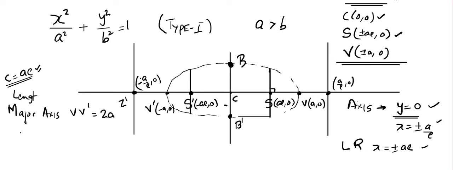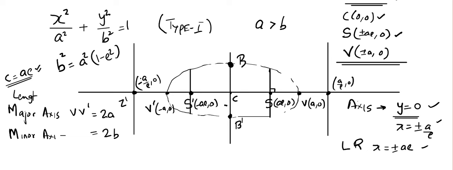So the length between B and B dash is called the minor axis. You must remember the length of the minor axis is 2B. By the way, there is a relation connecting A and B. If you look at the derivation we did at the last of the proof, do you remember we called A square into 1 minus E square as B square? So that's a relation connecting A, B and eccentricity.